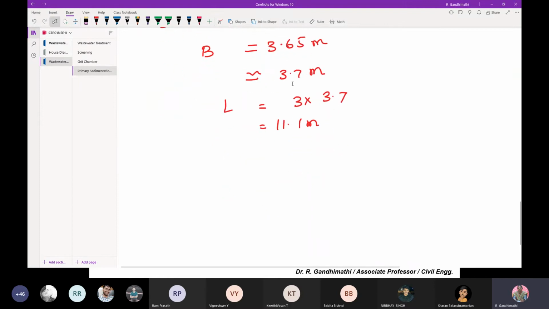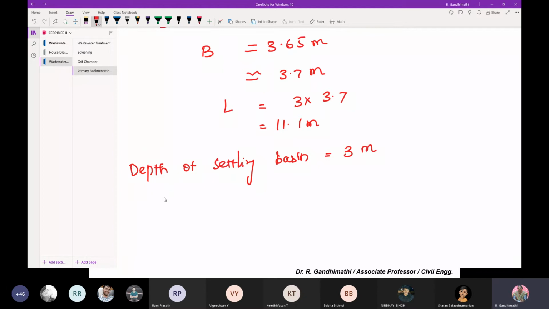Then the depth of the settling basin. Maybe you can adopt a depth of settling basin equal to 3 meter. Then the total depth of the tank is 3 plus 0.5. You can adopt 0.5 as the freeboard and then 0.5 for sludge settling.